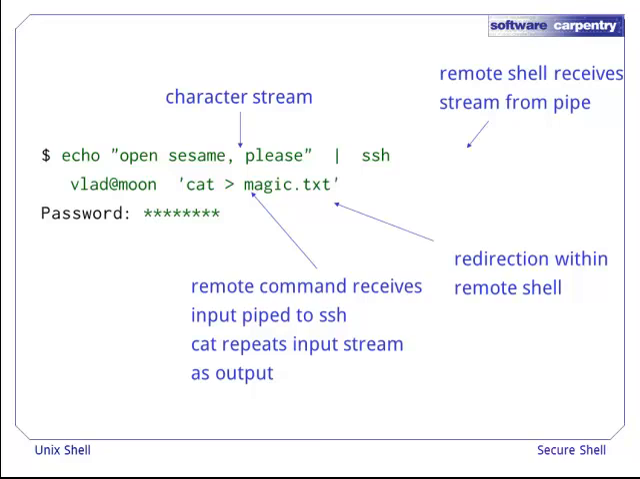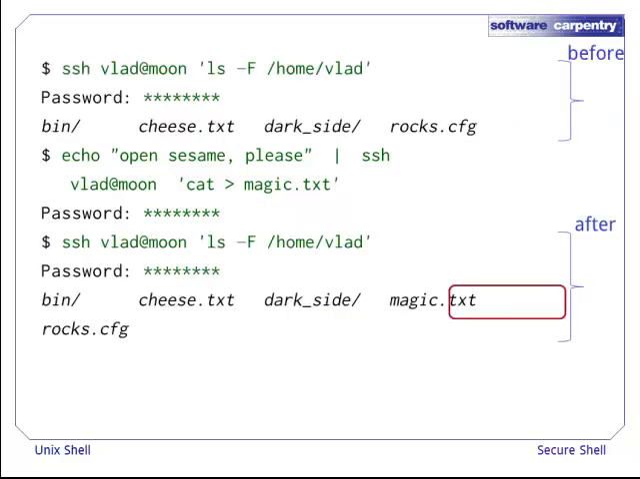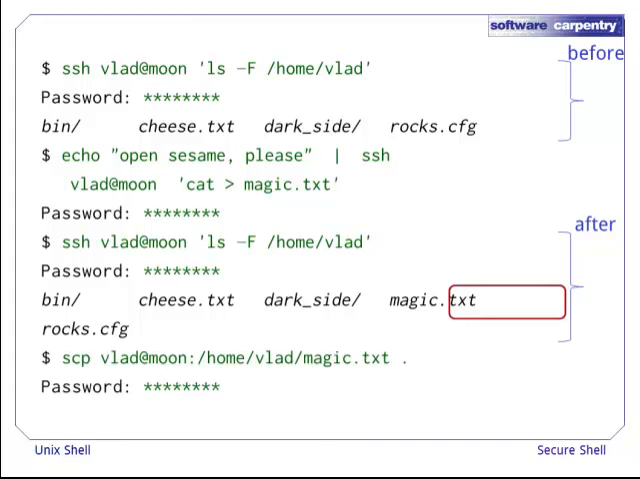In this example's remote command, cat is a command that will receive the input and repeat it entirely as output, and then the rest of the remote command will redirect that output to a file. The command has created a file on the remote computer in the user's home directory that contains the original stream of characters. And we can copy that file from the remote computer to our computer if we like.